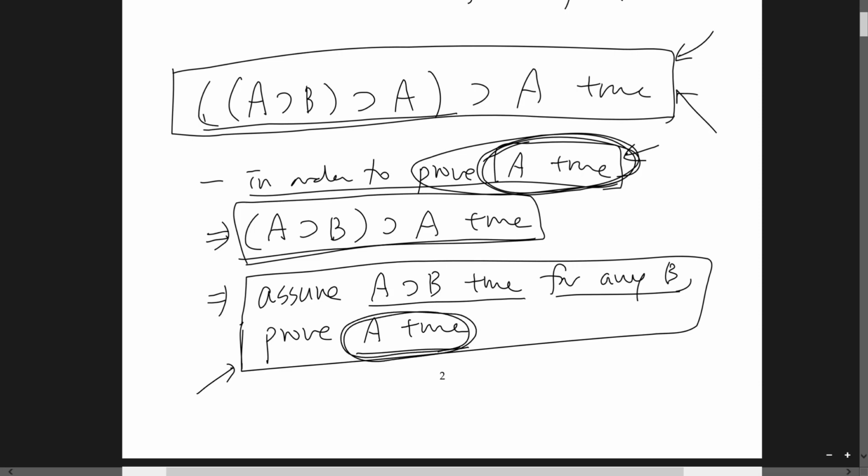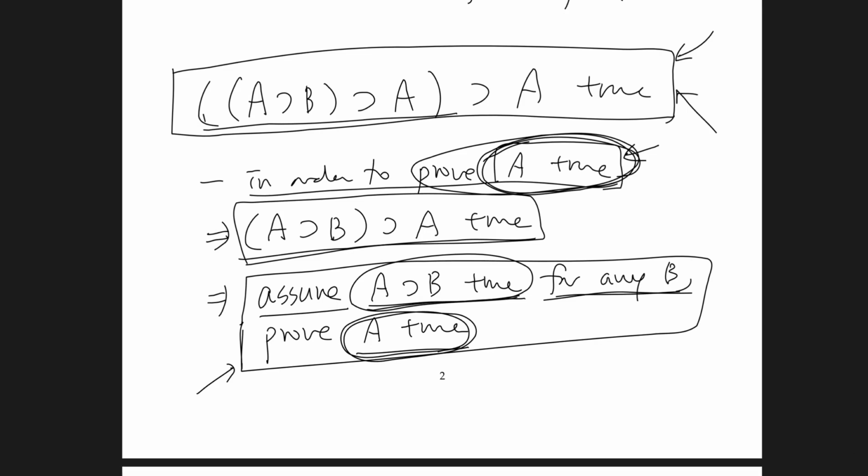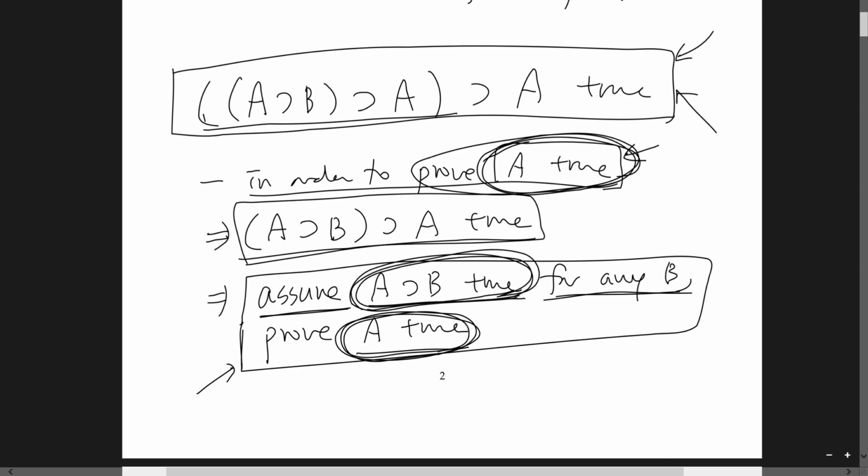But now we may make assumptions. We may introduce this assumption for any proposition B for free. So in other words, this assumption is given for free. Now, because we have these new assumptions, the problem has been somehow simplified. We are trying to prove the same judgment by exploiting new assumptions.